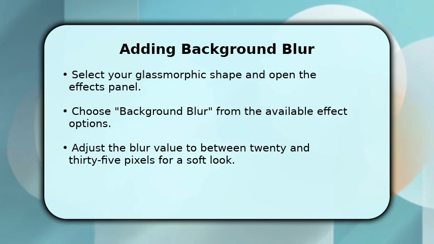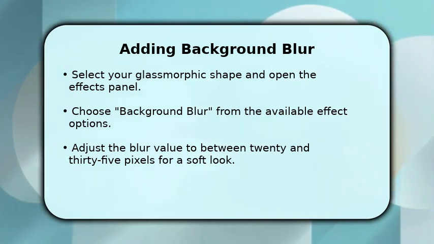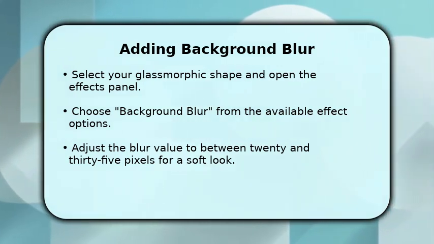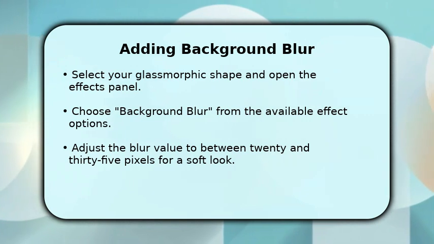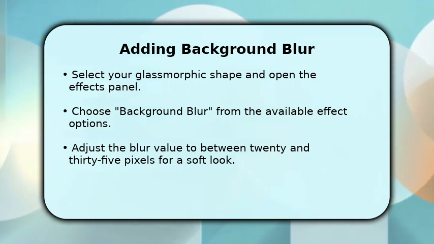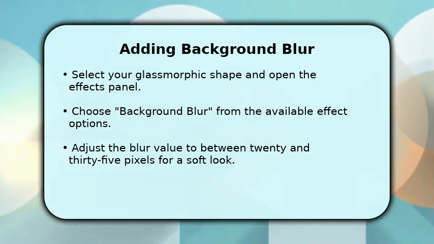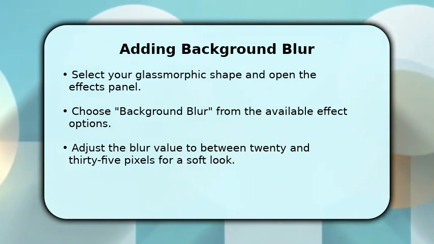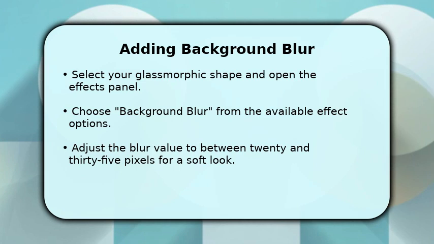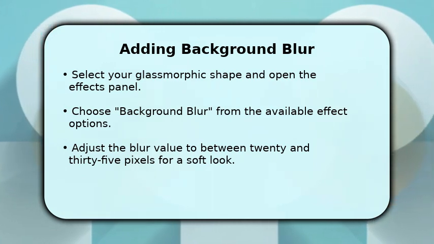Next, we'll add the crucial background blur effect. With your shape selected, navigate to the Effects panel on the right-hand side. Click the plus icon and choose Background Blur from the drop-down menu. Set the blur value to somewhere between 20 and 35 pixels. This creates that signature frosted glass appearance, allowing the background to subtly show through your element.